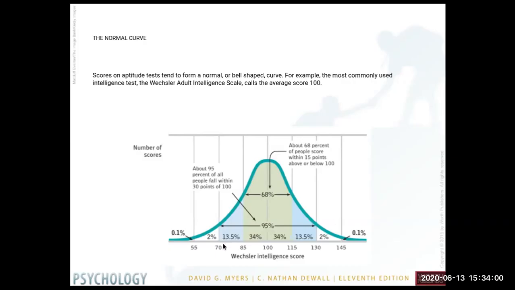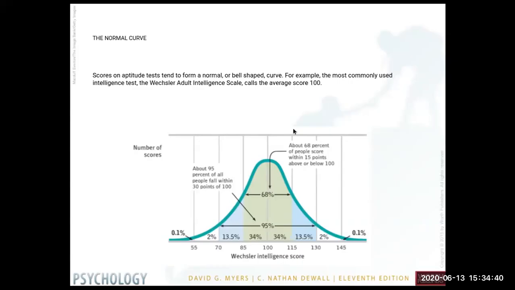So 68% of people that take this intelligence test will score between 85, one standard deviation below, and 115, which is one standard deviation above. And it goes further to say that 95% of the population is going to be within 2 standard deviations of the mean. So 2 standard deviations down would be 70 on the low side and 130 on the high side. So within 2 standard deviations, the majority of the population is going to have an IQ between 70 and 130. That leaves about 2.5% below 70, 2.5% in the genius range above 130.